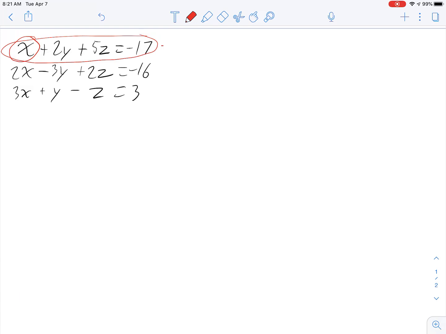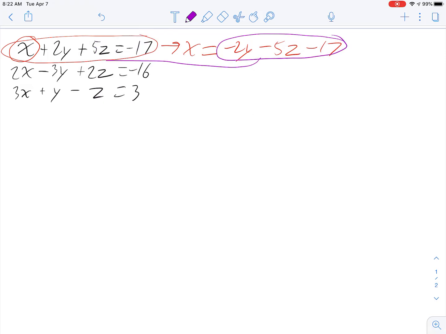So the first step is to get the x by itself, so I'm going to subtract the 2y and the 5z, so it's going to become negative 2y minus 5z minus 17 is equal to x. And now I'm going to do my substitution. So I'm going to replace x with that. And I'm going to do that in both of the other two equations.